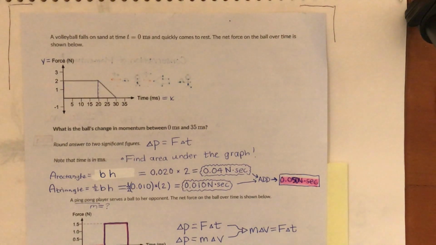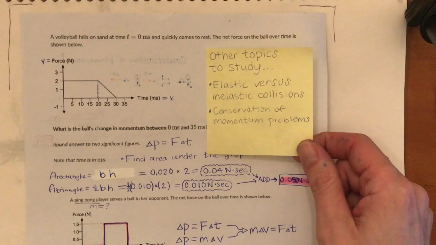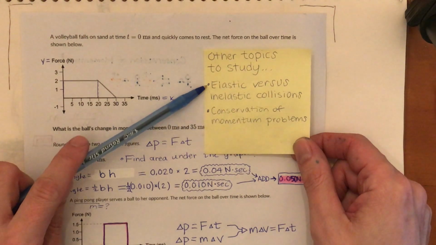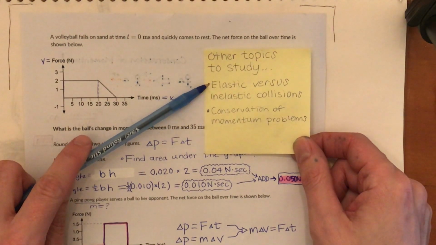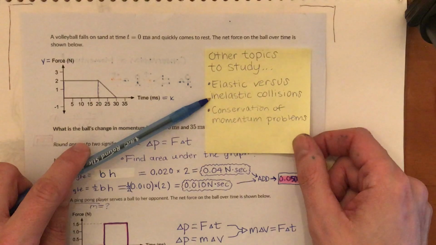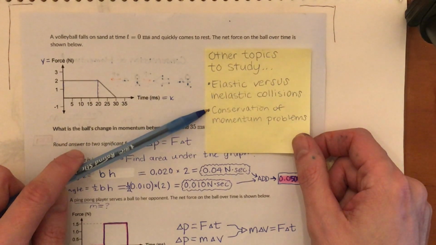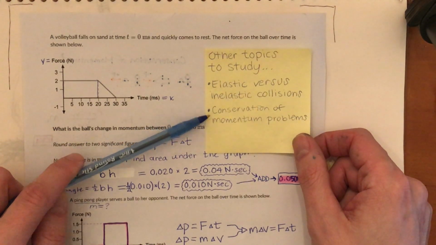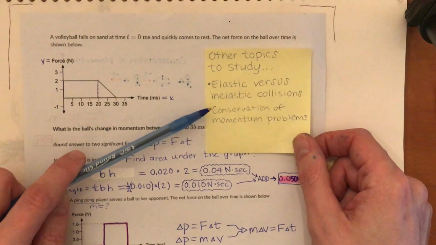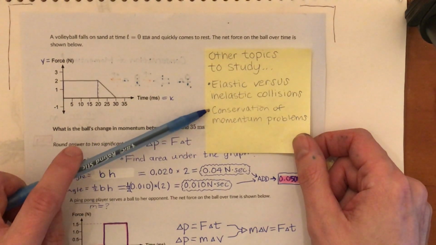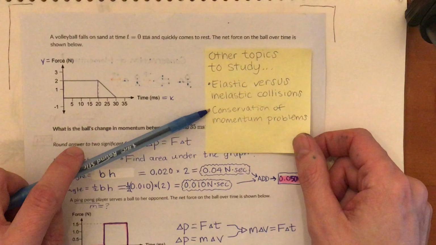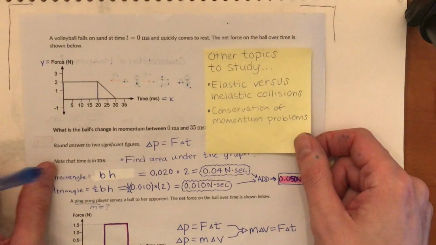Keep in mind, there's a couple other topics you'll want to study in addition to these. You'll want to study the difference between an elastic versus an inelastic collision. And I also suggest working on a couple conservation of momentum problems. And you'll see an example of one of these in here. But you'll definitely want to try one that involves 2 objects colliding with each other.